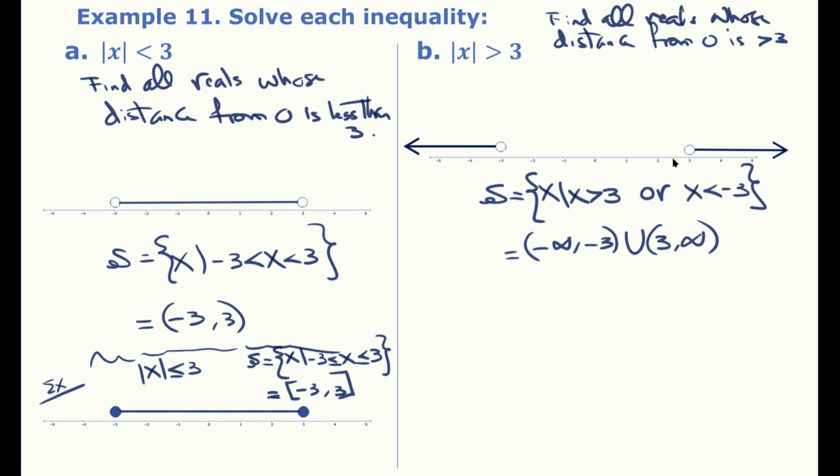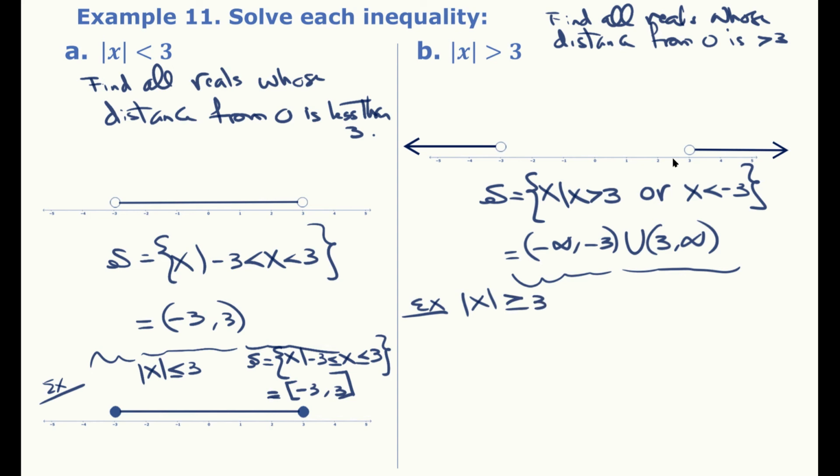So what if, just like in this case, we're going to do a sub example. What if instead of absolute value of x greater than 3, we had absolute value of x greater than or equal to 3, right?